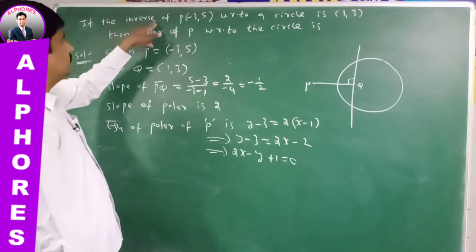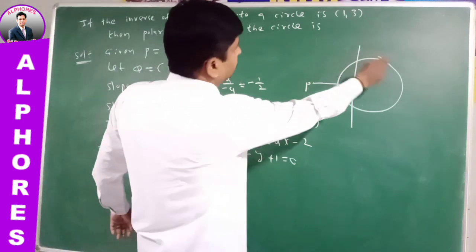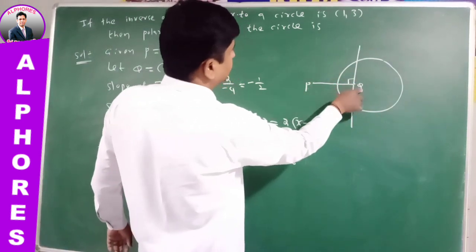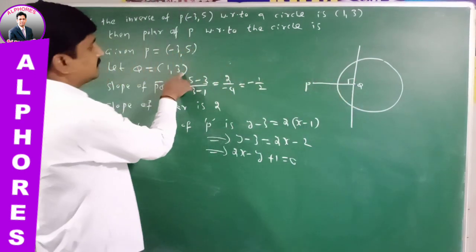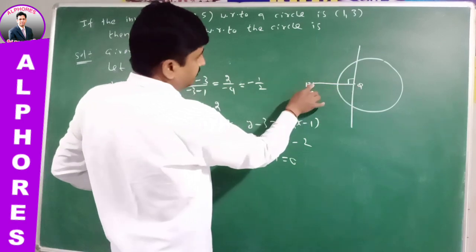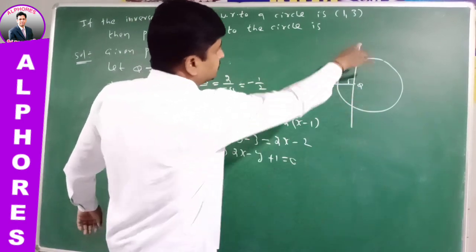Observe here, the inverse point of P with respect to the circle is given as 1 comma 3. It means the point P is minus 3 comma 5. The point Q is 1 comma 3. Here Q is the inverse of P. The equation of the polar of P is what? This is the polar of P.